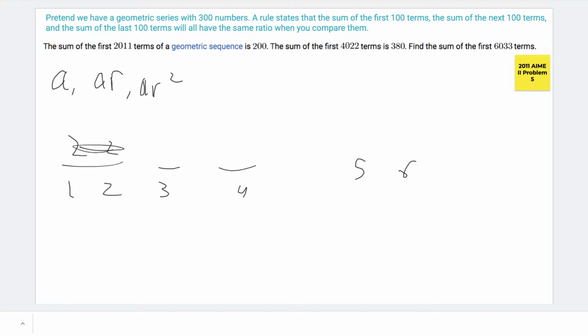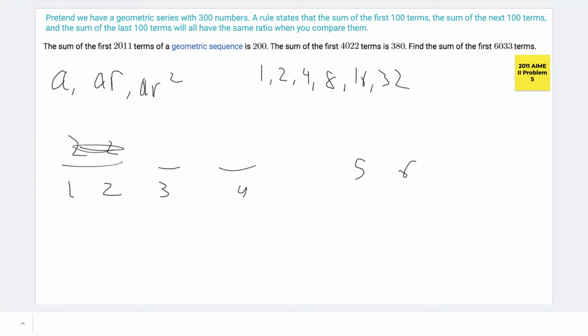For example, I'll show you an example. If I have a geometric sequence where the first term is 1, the next term is 2, the next term is 4, the next term is 8, the next term is 16, and the next term is 32. So what I mean is that you can even take the first three terms and compare it with the next three terms and compare it with the next three terms after. The ratio will always be the same.